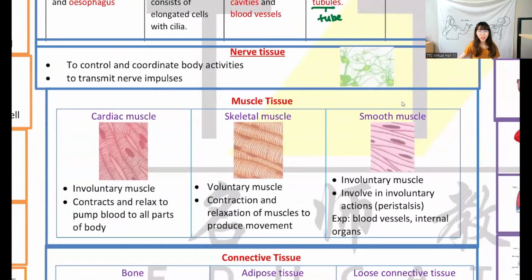Okay. Muscle tissue. Muscle tissue is important because they always ask it in the exam. We have 3 different muscle tissues. First is cardiac muscle. What is cardiac muscle? Cardiac means heart.